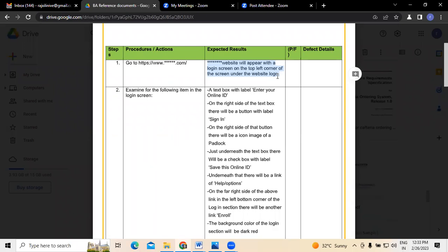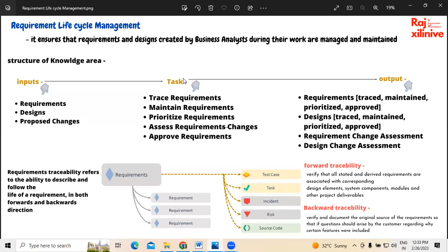Now, in what context is the BA connected to tracing of requirements? These requirements will be given by the BA, because the business analyst is the person who acts as an entry gate to give all the requirements. That's the reason why tracing of requirements is the first task under requirements lifecycle management. Clear to everyone? Yes, sir.